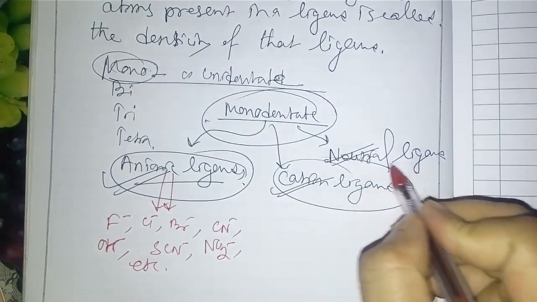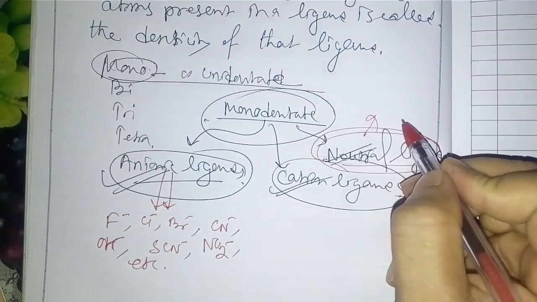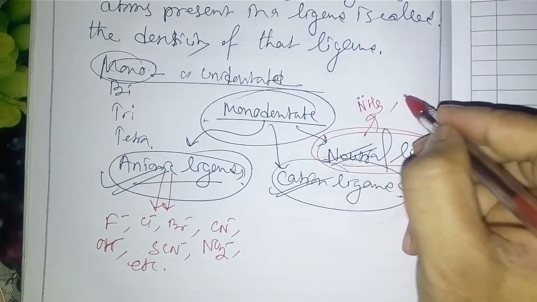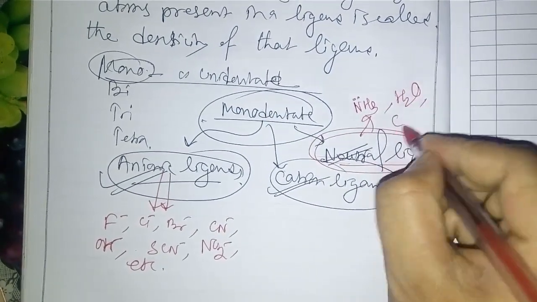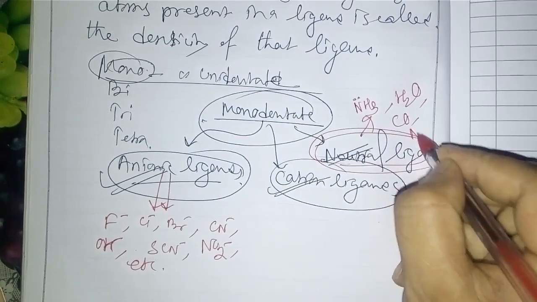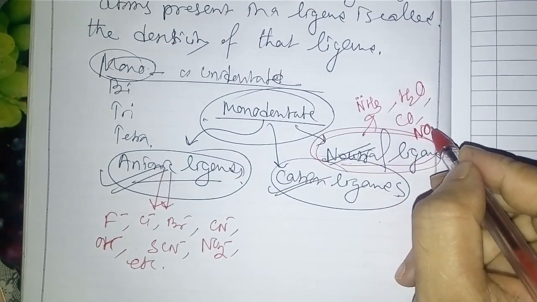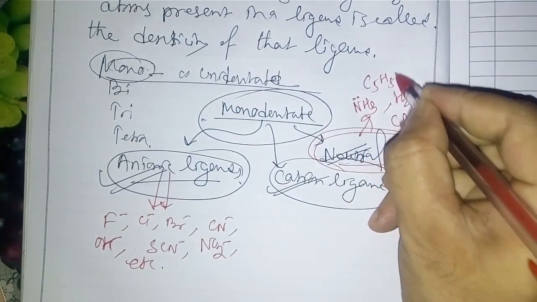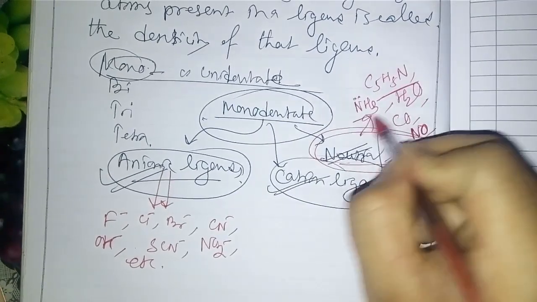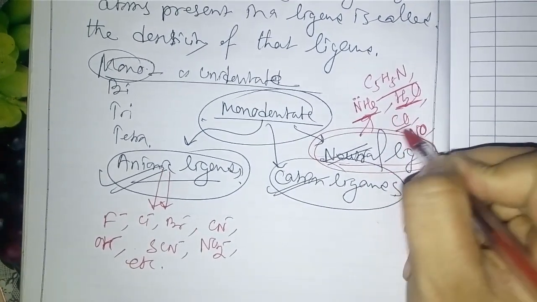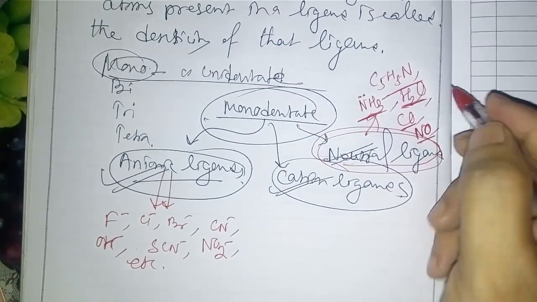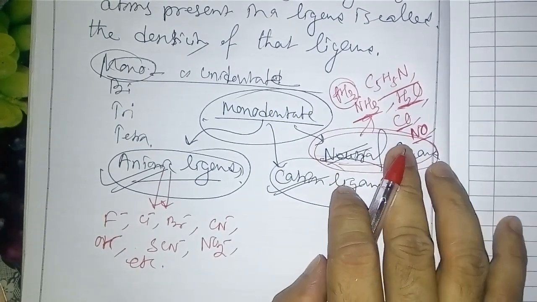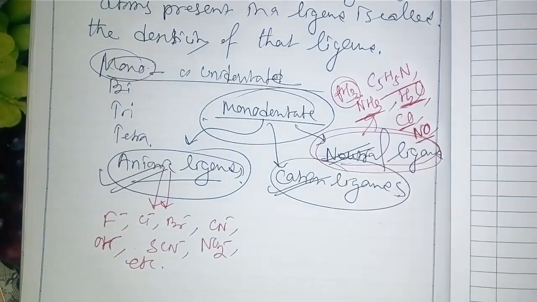Now neutral ligands. Some neutral ligand examples are amine, water, carbonyl, nitrosyl NO, and pyridine, C5H5N. Another one is phosphine. So these are neutral ligands.